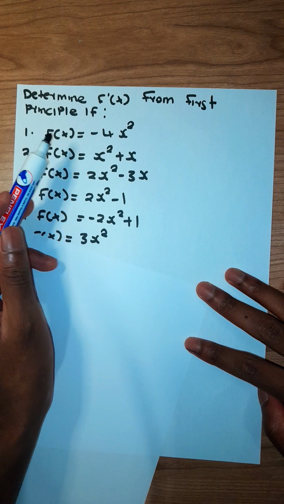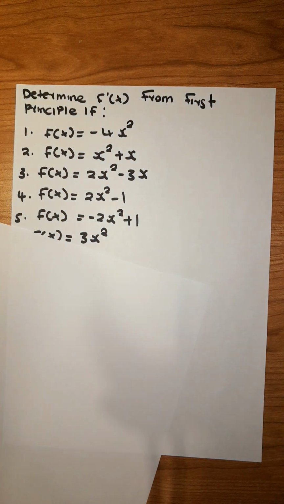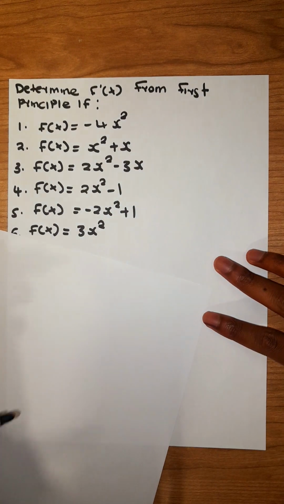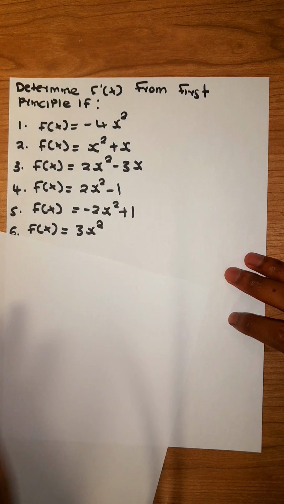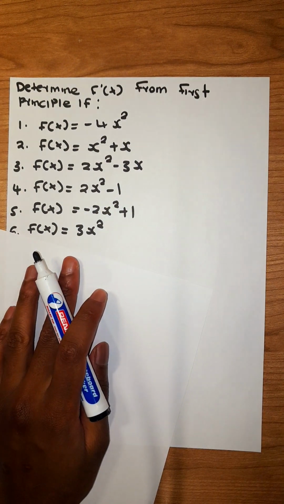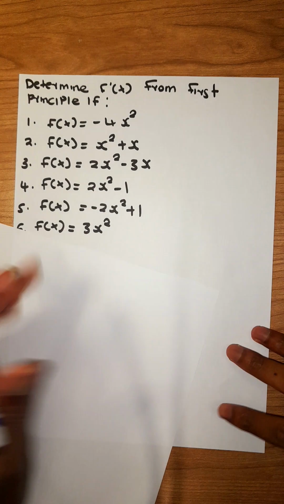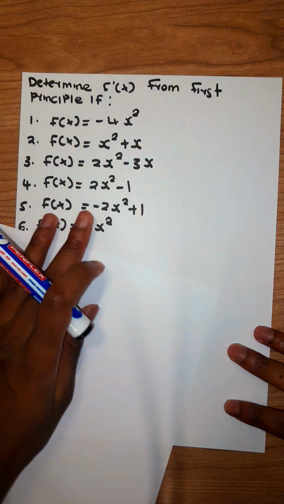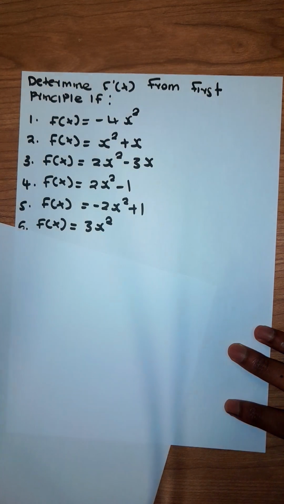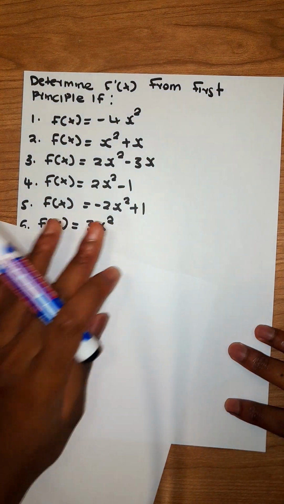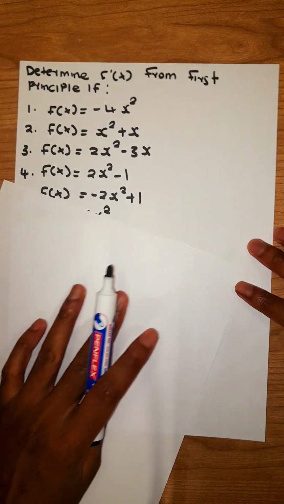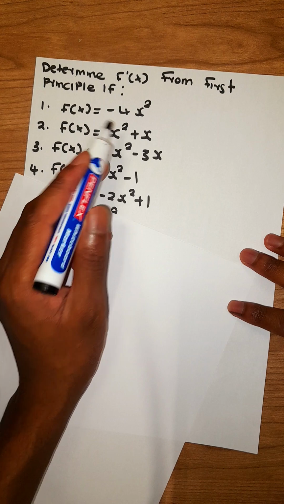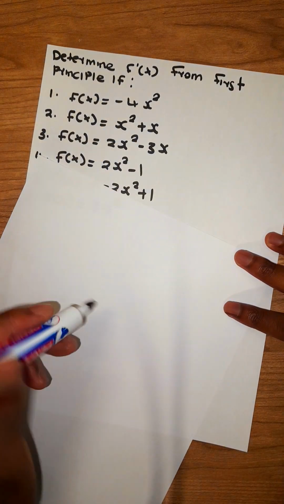So remember, when you differentiate or when you find f prime of x, it means gradient. So just normalize that because you're going to use it a lot in the near future. So if you find f prime of x, it means gradient. F of x means the y-intercept, and then f prime of x means the gradient. Yeah, let's actually look at it. How can you differentiate f of x equals minus 4x squared using first principle?